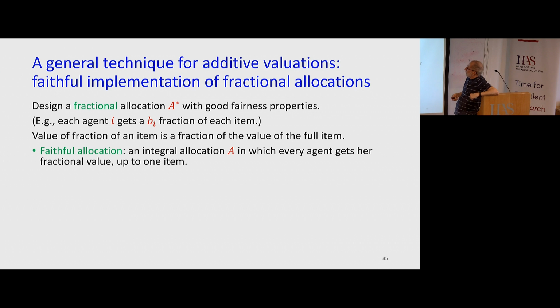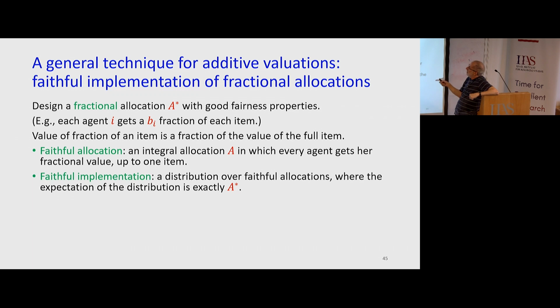So given a fractional allocation, what is the allocation that is faithful with respect to this fractional allocation? It is an integral allocation in which every agent gets the same value as in the fractional allocation up to one item. Okay, so it's up to some rounding effect, and the rounding effect is you can differ by the value of one item from what you get in the fractional allocation.